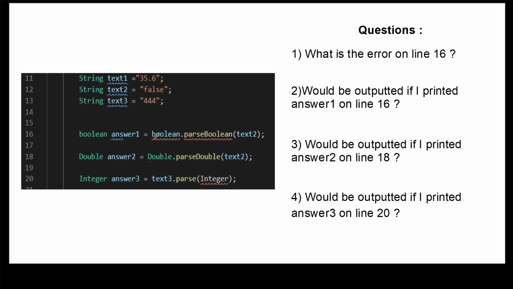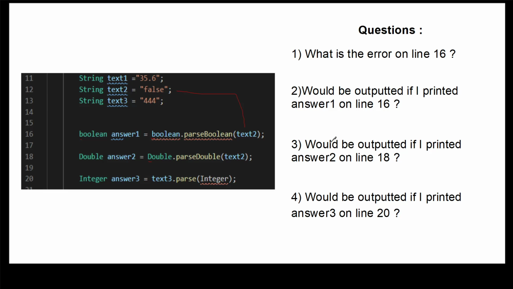Number 2, if you outputted answer 1 on line 16, what would happen? So at the moment, if you corrected it, you would be able to print the false value here. So text2 is a true/false string, and so you would be able to assign it to a Boolean wrapper object. So that would be okay, and it would output false.